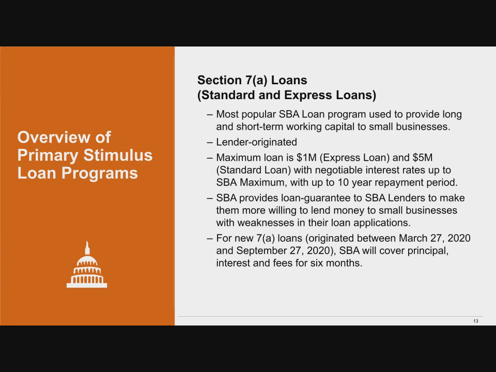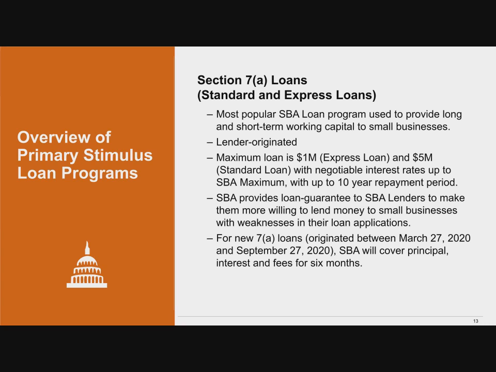The SBA Express today has been increased from $350,000 to $1 million through December 31st of this year. But again, the fees, the rate, the structure, the regulations are all remaining the same, at least as of today. For new loans, like I said, originated between March 27th and September 7th, the SBA will now cover the principal and the interest for 6 months.